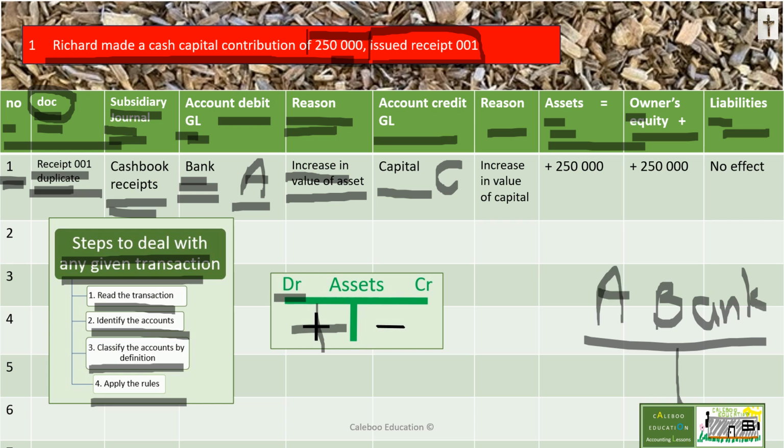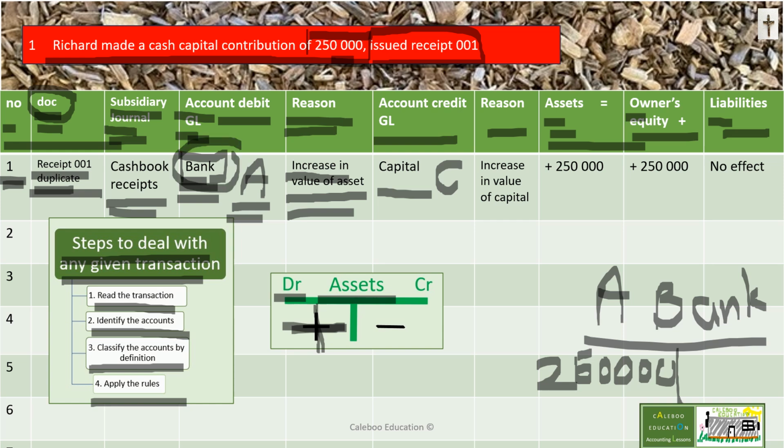I identified the bank account as an asset. What has just happened to the business bank account? It's gone up by 250,000. The account that is debited is bank because we applied the rule. An increase in assets, there's a plus. You need to go check out the video of mine on accounting rules. An increase in assets, the general ledger account bank gets debited. And the reason I've written is just what I said, increase in the value of assets. That is why bank is debited.